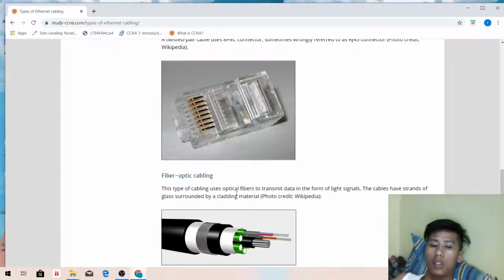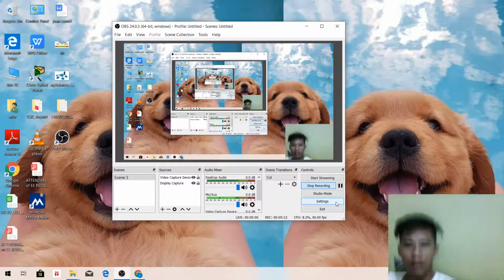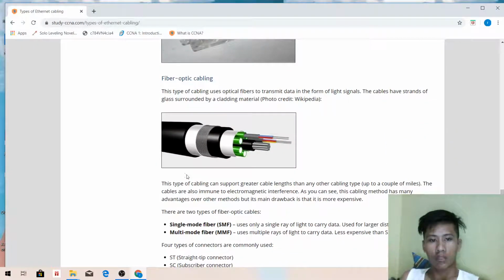The third is fiber optic cabling. What type of cabling is this? Fiber optic cabling. This type of cabling uses optical fibers to transmit data in the form of light signals. The cables have strands of glass surrounded by a cladding material. So, this is a photo of the fiber optic cabling. This is optical fiber cable.